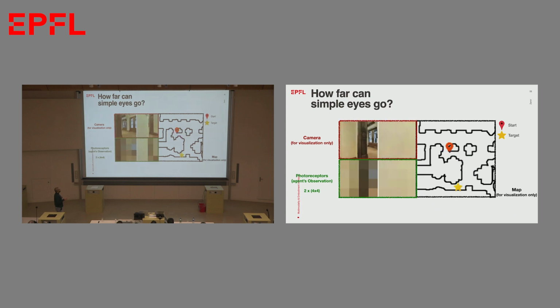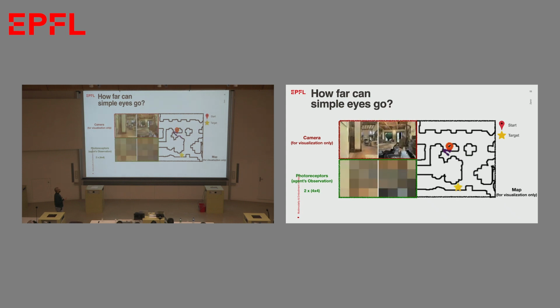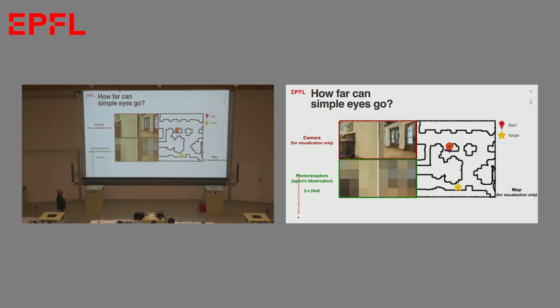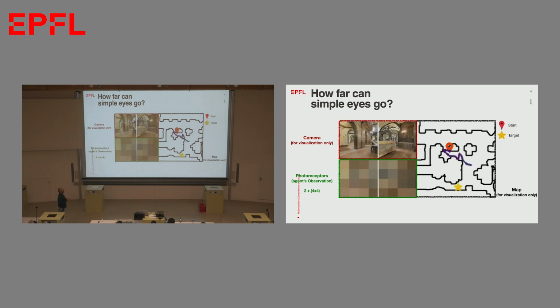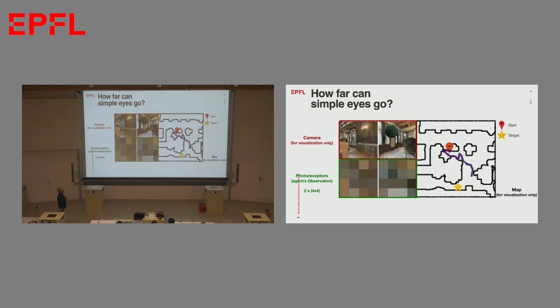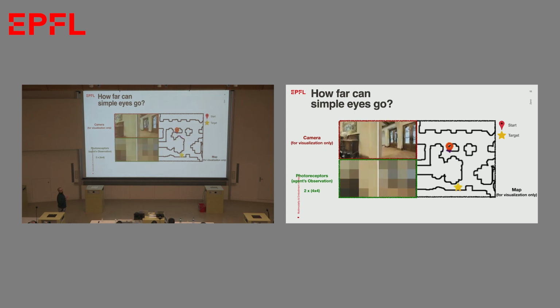The agent has 2 photoreceptors. Each of them has a 4x4 grid. This is all that the agent sees. There's nothing else. That's all the sensing the agent has. And these are the corresponding camera views for you, because it's very hard to make sense of what's going on here. But you can see that if these photoreceptors were full cameras, this is what they would be seeing.